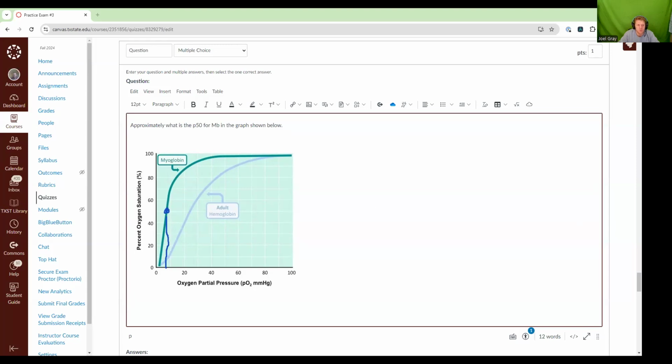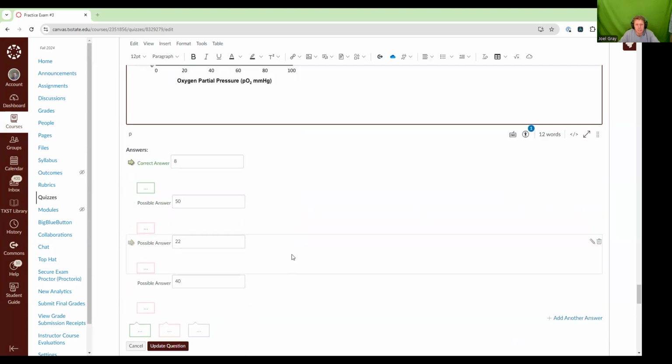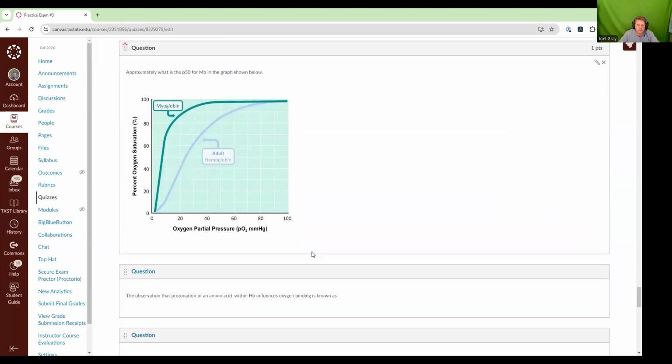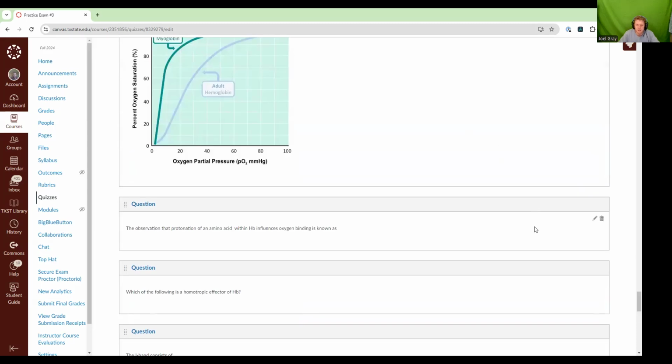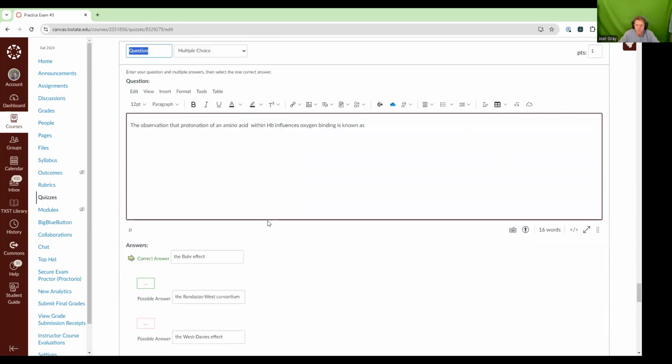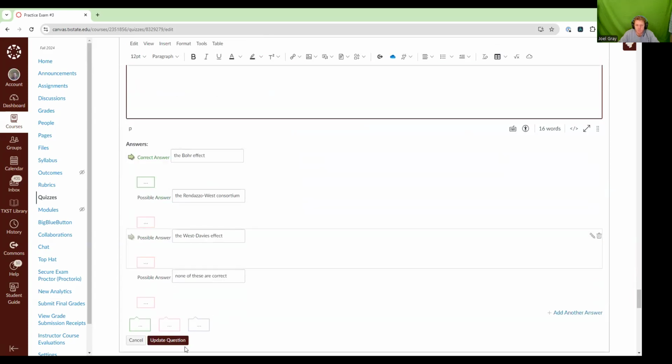I'm going to clear my drawings. If we're under 10, well, which of these is under 10? 8. Is it 8.5? Maybe, but 8 is the best answer of the options that are presented here. I'll update that question. The observation that protonation of an amino acid within hemoglobin influences oxygen binding is known as the Bohr effect. I've got the Bohr effect, the Randazzo-West consortium, the West-Davies effect, and none of these are correct. Well, it is the Bohr effect.